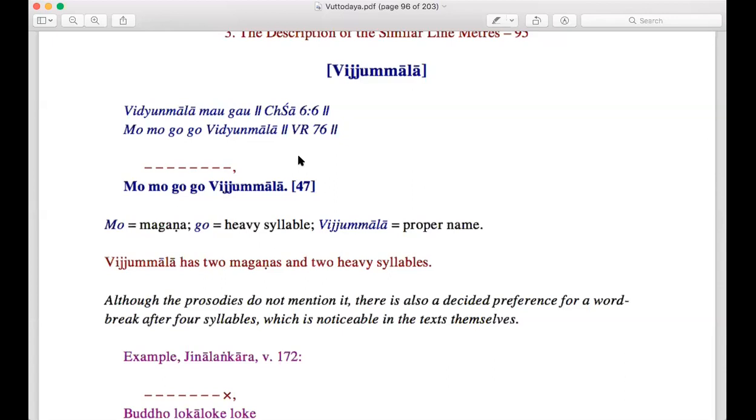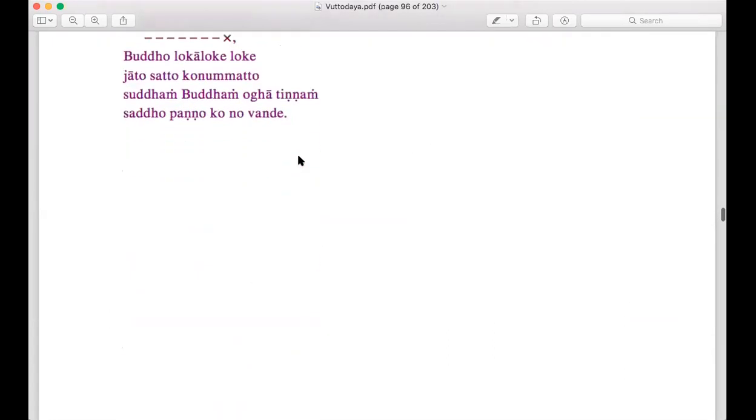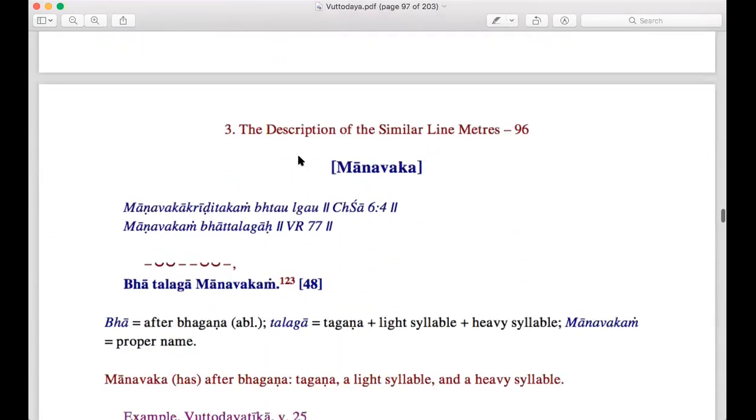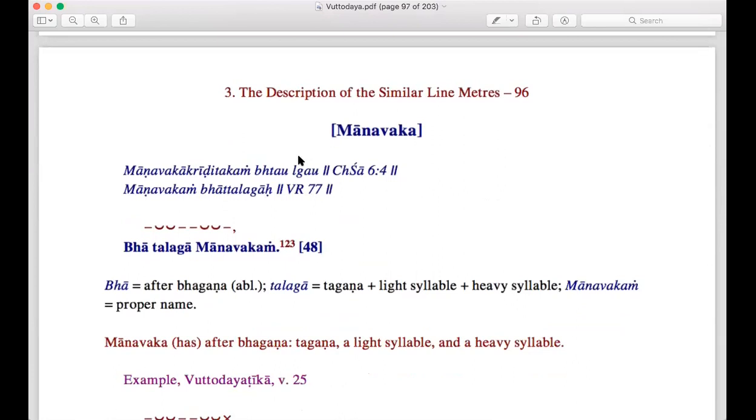Yes, thank you. Okay. Vijumala. And the third verse in the Anuttubha is Manavaka.